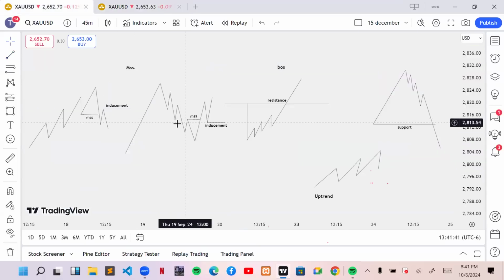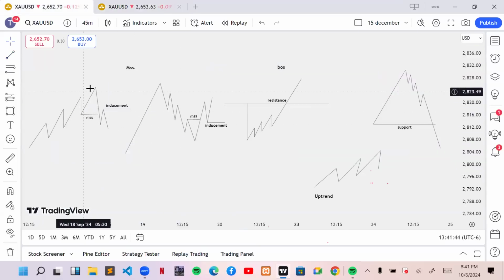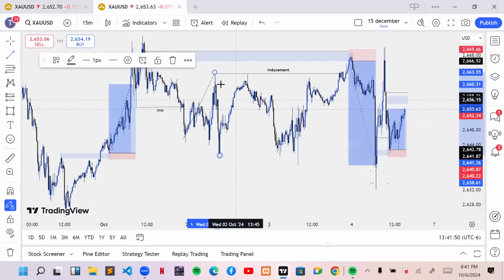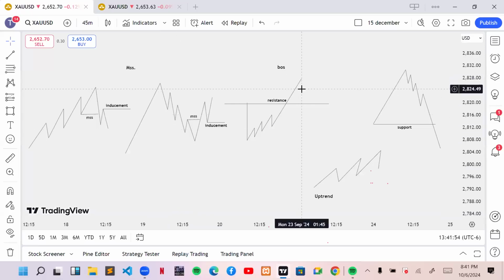So it's just like this. Market was on an uptrend, shifted straight to the downside, made this pullback. That pullback is your inducement. Same as this, this pullback is your inducement. So same as the market breaking structure.